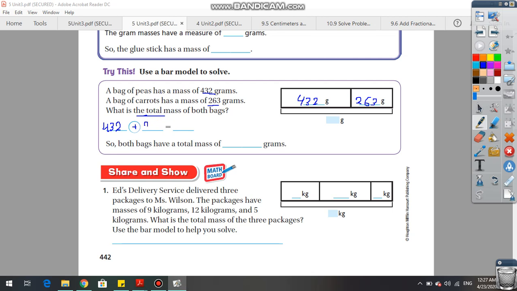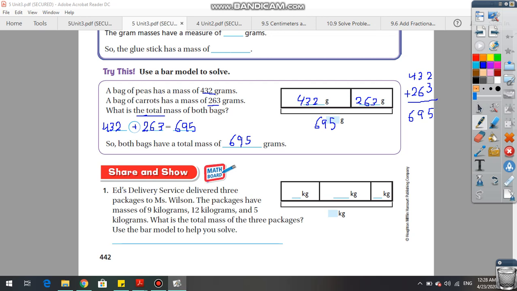So 432 plus 263. Let's do it here in a draft. I always start with ones. So 2 plus 3 equals 5. Guys, it's a plus, not multiply. 3 plus 6 equals 9, and 4 plus 2 equals 6. So my answer is 695. So both bags have a total mass of 695, and I'm gonna complete it here also, 695.